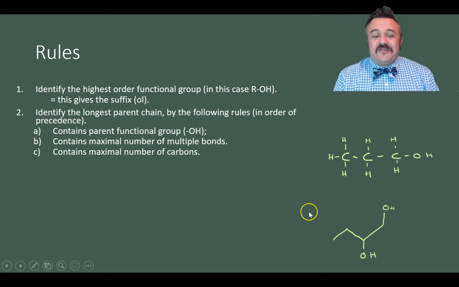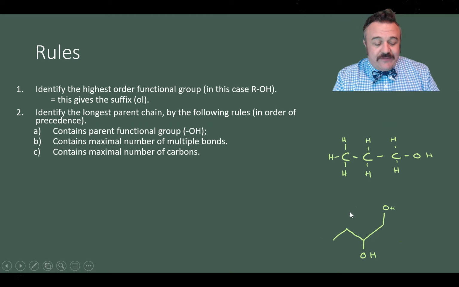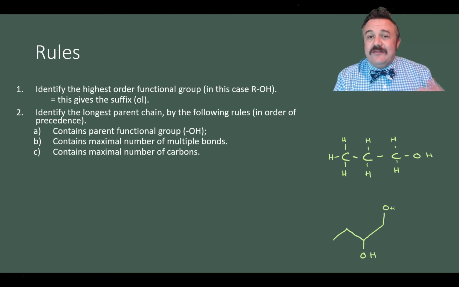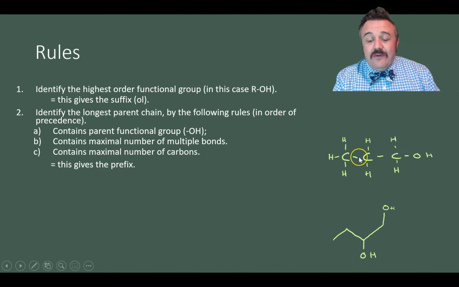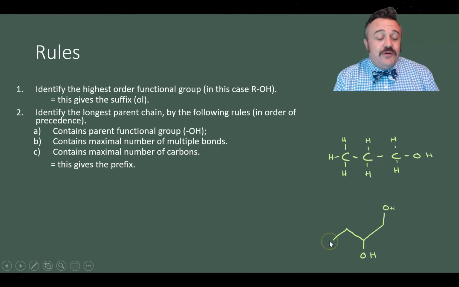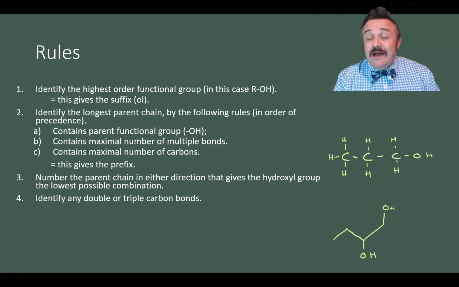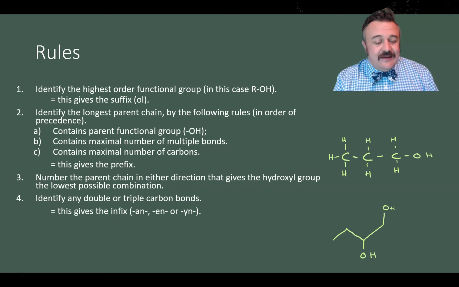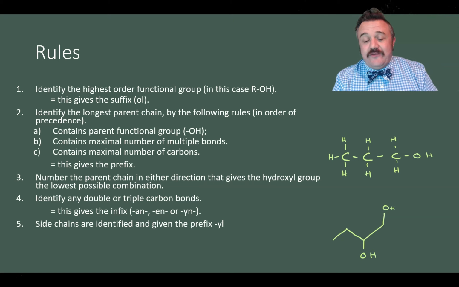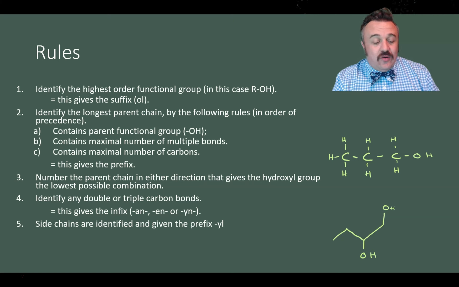It's a skeletal structure. Maximum number of multiple bonds, carbons, as always. This gives the prefix. So for this one here, we're going to have 1, 2, 3, prop. This one here, 1, 2, 3, 4, but. Number the parent chain to give the hydroxyl group the lowest possible combination. So we would start both of these from the right-hand side. Then identify any double or triple carbon bonds. None of these today. That gives us the an, ene, or yne. So these are an, so we now know it's a prop. For the first one, prop, and 1 ol.